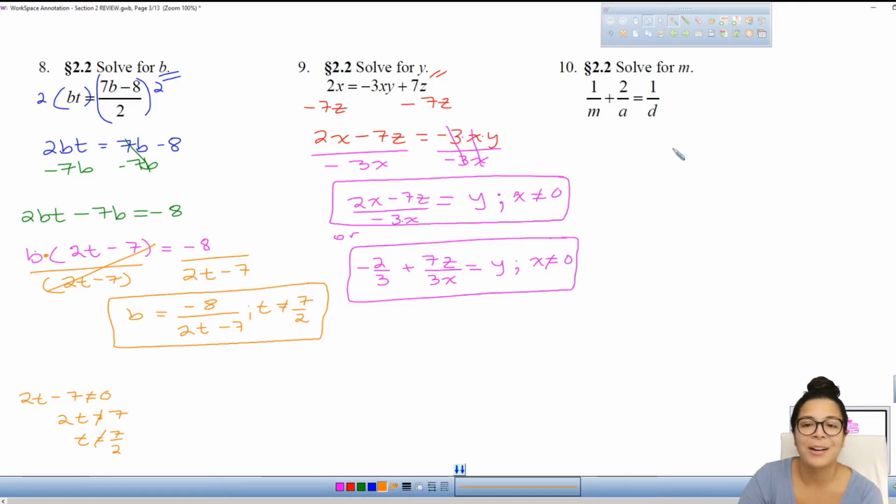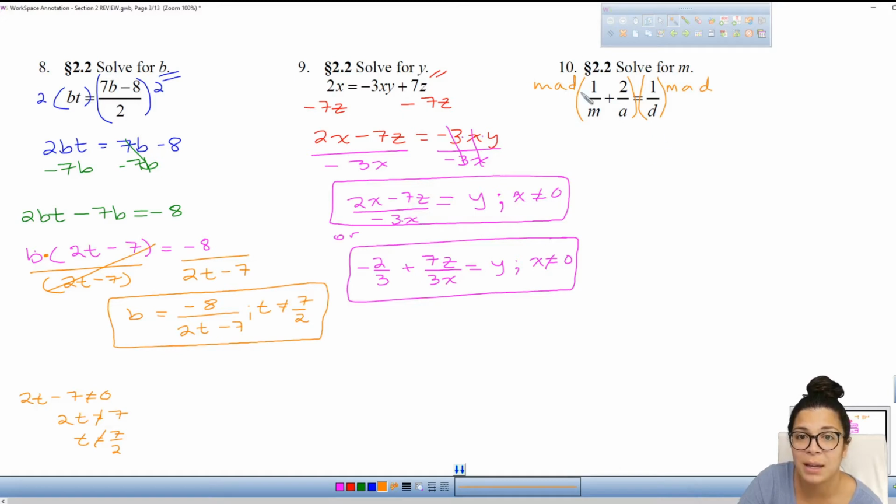Okay, moving right along to number 10. So on number 10, I'm solving for m. Now the issue is that m is in the denominator, so I'm going to need to move that to the numerator. The first thing I want to do is just get rid of all of the denominators. So I'm going to multiply by m, a, and d. That way I get rid of all three of them.